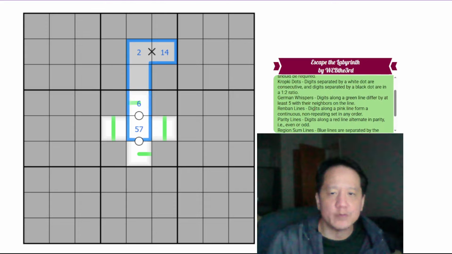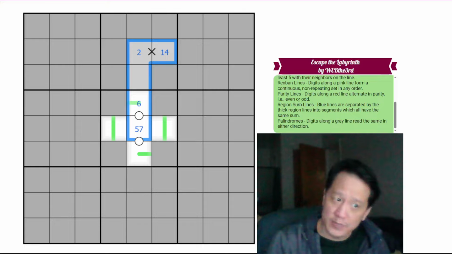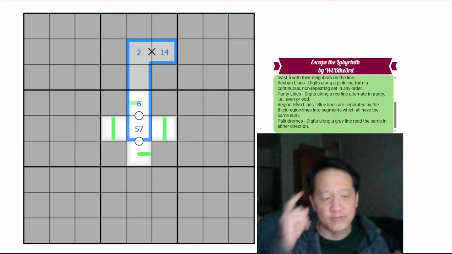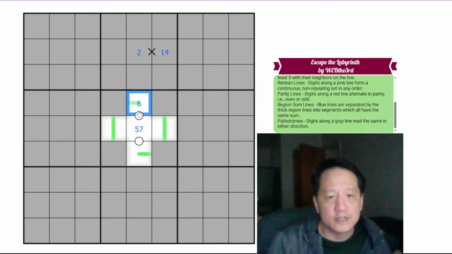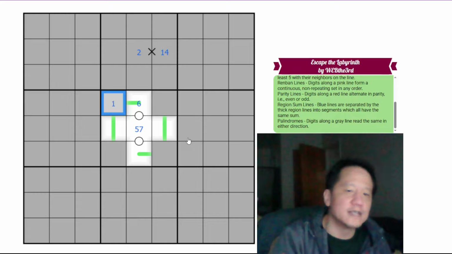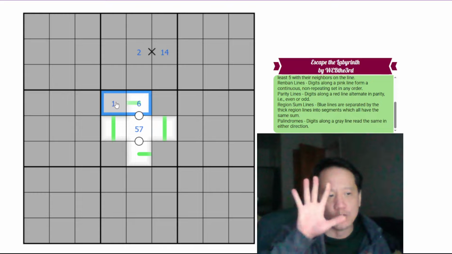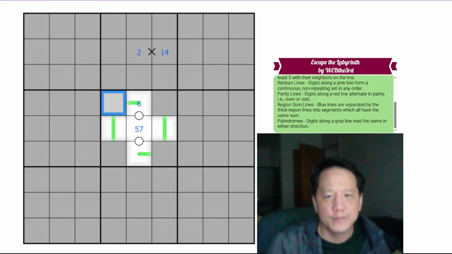We also have German whisper lines, where digits along a green line differ by at least 5 with their neighbors on the line. This is what I like to call whisper 5 lines. It's not something I invented. It's something that a setter came up with, and I thought it was brilliant because it's very easily extendable. You could have whisper 1 lines, whisper 2 lines, and it's very clear what they are, right? So say this was a 6 here. That would guarantee this has to be a 1 here, because that's the only digit which is 5 or more away from 6. And that's an example of how German whisper lines work.